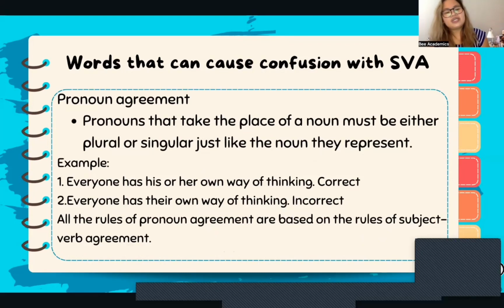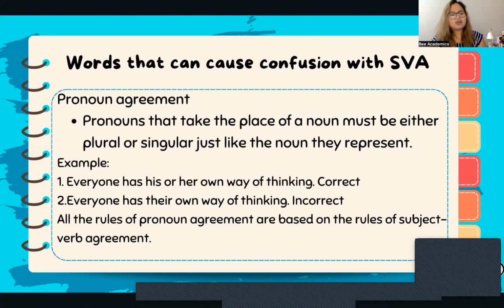All right. Pronoun agreement. So pronouns that take the place of a noun must be either plural or singular, just like the noun they represent. Again, when you use a pronoun instead of a noun, you do not change the number it represents, okay? Everyone has his or her own way of thinking, correct? That's a correct one. But when they say everyone has their own way of thinking, that's not incorrect, all right?